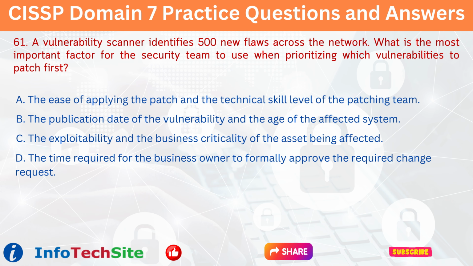61. A vulnerability scanner identifies 500 new flaws across the network. What is the most important factor for the security team to use when prioritizing which vulnerabilities to patch first? A. The ease of applying the patch and the technical skill level of the patching team. B. The publication date of the vulnerability and the age of the affected system. C. The exploitability and the business criticality of the asset being affected. D. The time required for the business owner to formally approve the required change request.